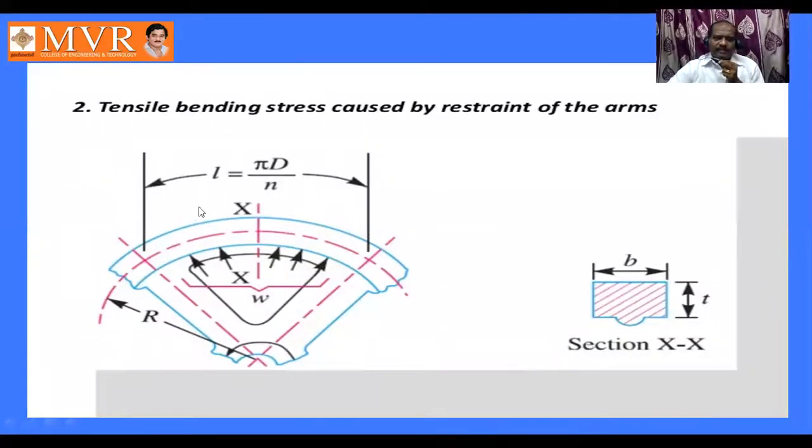So this is a diagram. If you observe this one, tensile bending stresses caused by the strain of the arms. t is there, D is there. These are the parameters of the flywheel, and radius is there. L is equal to pi D by n. R is the radius.